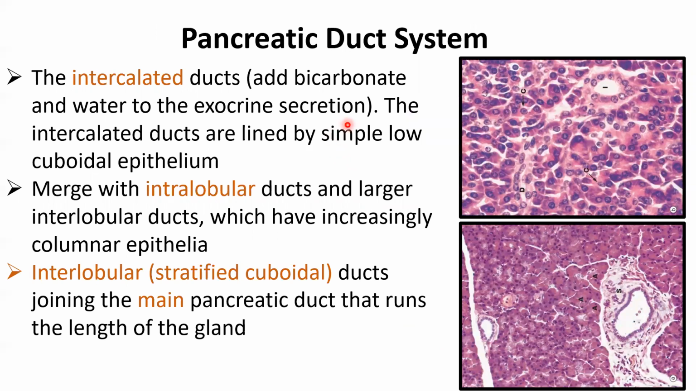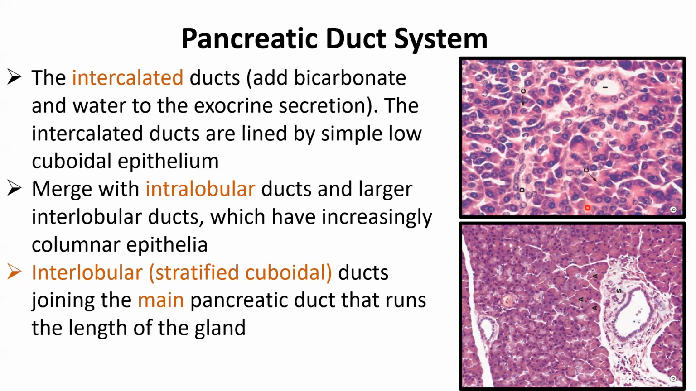Similar to the salivary gland, there is a duct for the exocrine part of the pancreas that carries the secretions. The intercalated duct is the one that starts from inside the acini. They add bicarbonate and water to the exocrine secretion, so they are functional glands. These are the intercalated ducts, lined by simple cuboidal epithelium. And you can see one in this centroacinar here.